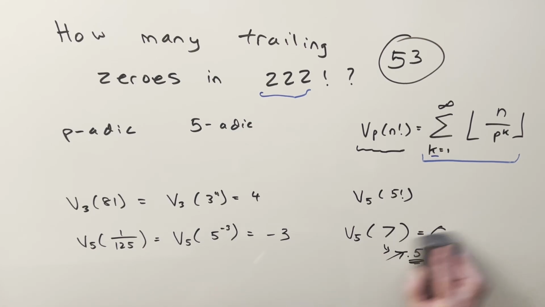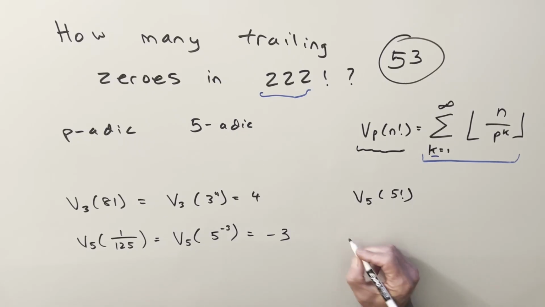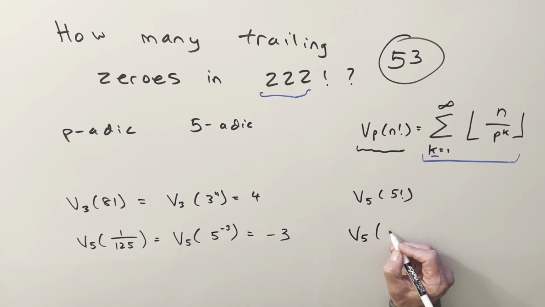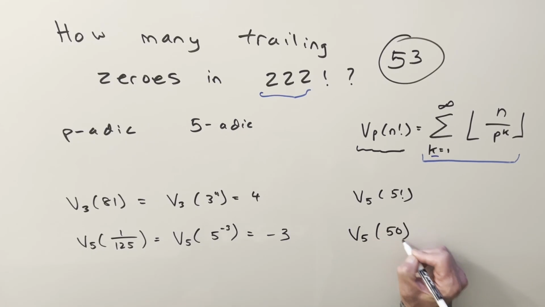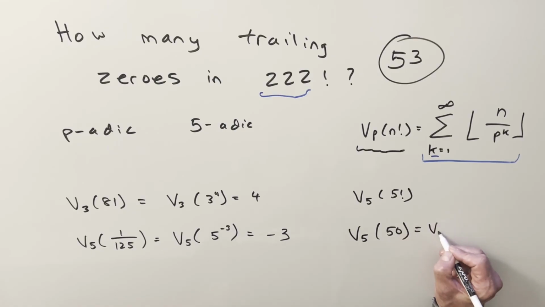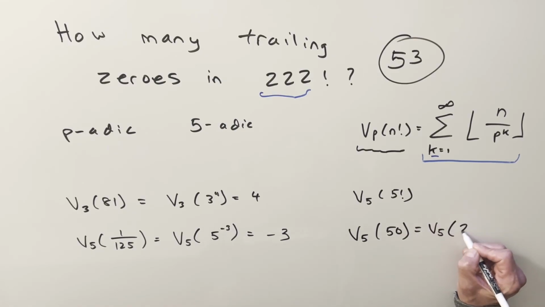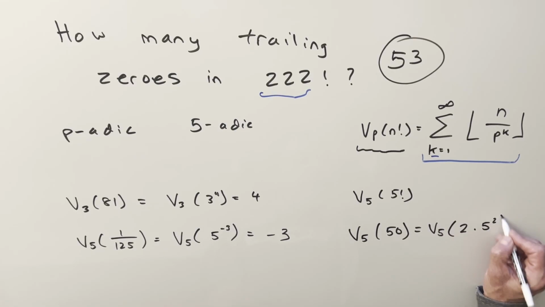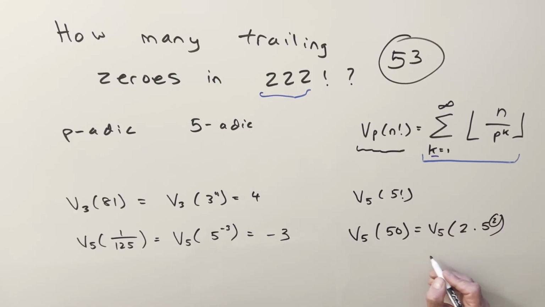Another thing you could have, let's do one more at least, something like 50, where 50 can be broken up. We could write that as 2 times 5 squared. And then again, we don't care about the 2 for this, we just care about the exponent on the 5. So this thing is going to be a 2.